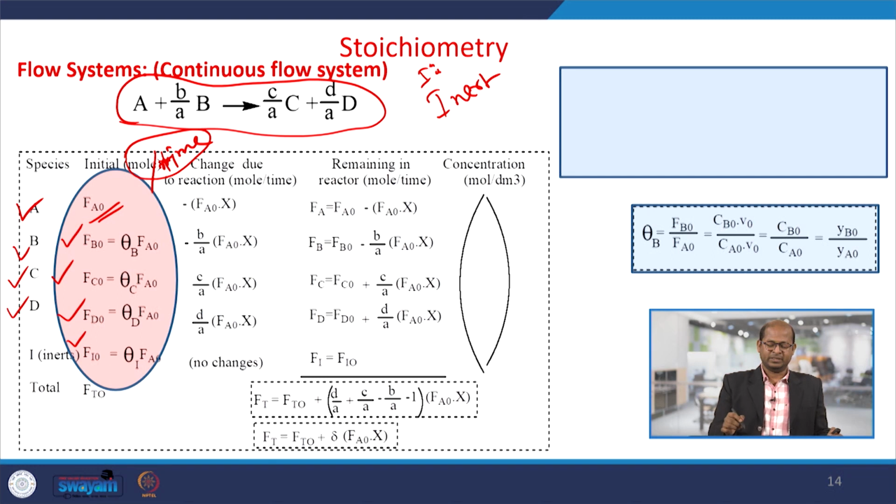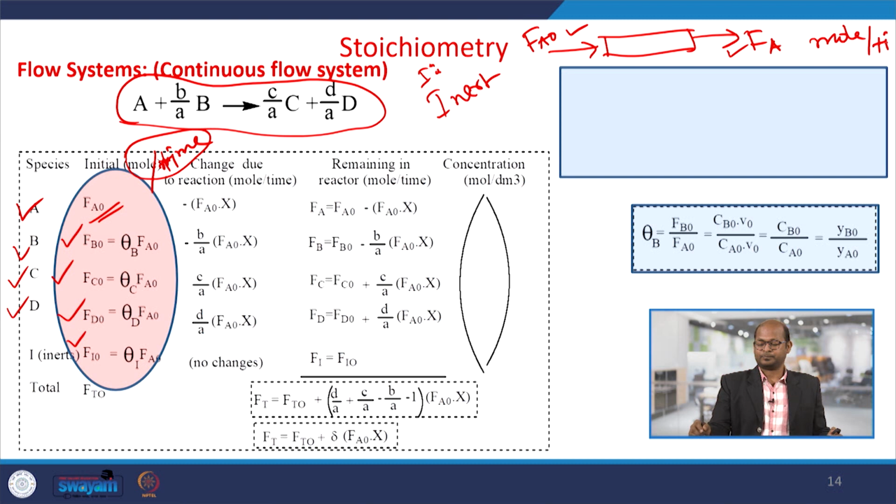In the case of a continuous system, the moles in or moles out are usually expressed in terms of molar flow rates. So, this is in, this is out. It is mole per unit time. Initially that much moles per unit time of reactant components A, B, C, and D were taken for that particular reaction.